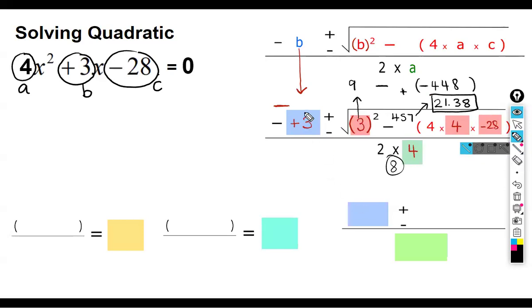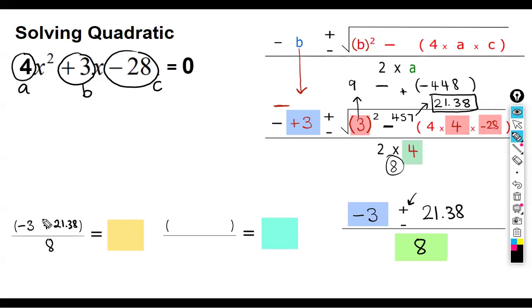So let's see what we have here now. Outside, a negative and a positive is a negative. So we have negative 3 plus or minus the 21.38, and 2 by 4 is 8. This is what this whole thing boils down to. So now we're going to use the positive sign first. We're going to say minus 3 plus this, minus 3 plus 21.38, and we divide it by 8.